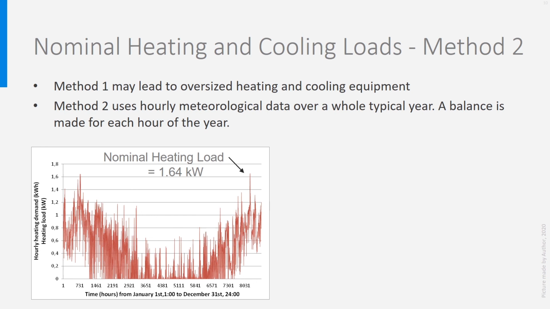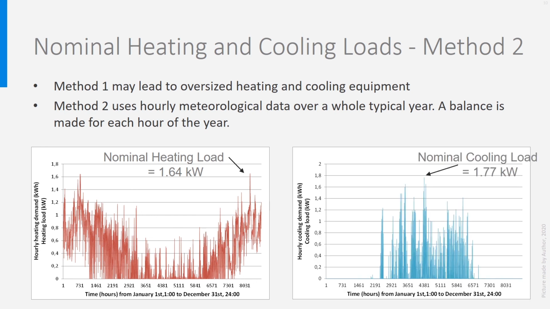In the graphic on the right, you see now the resulting absolute values for the cooling loads. You see here a lot of cooling in summer and nothing in winter. The maximum value, which is the nominal cooling load, is 1.77 kilowatt, which is substantially less than the 2.2 kilowatt found with method 1.